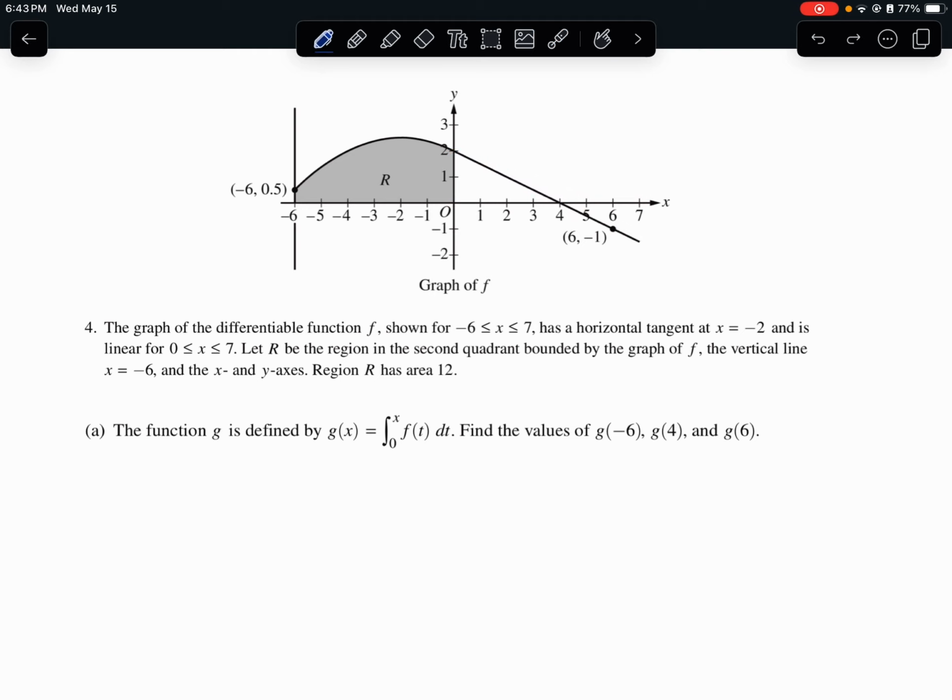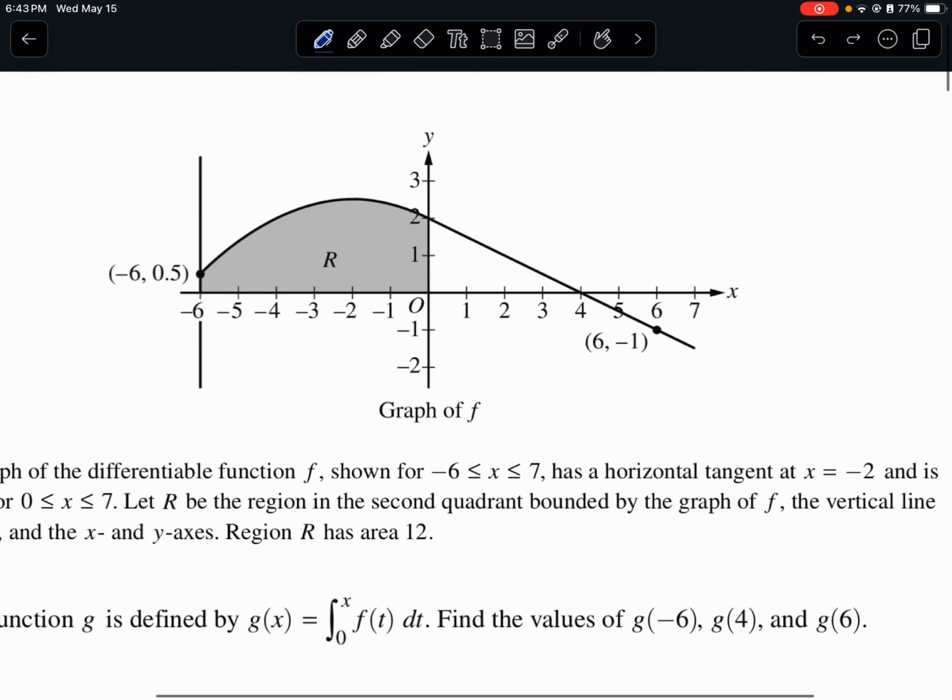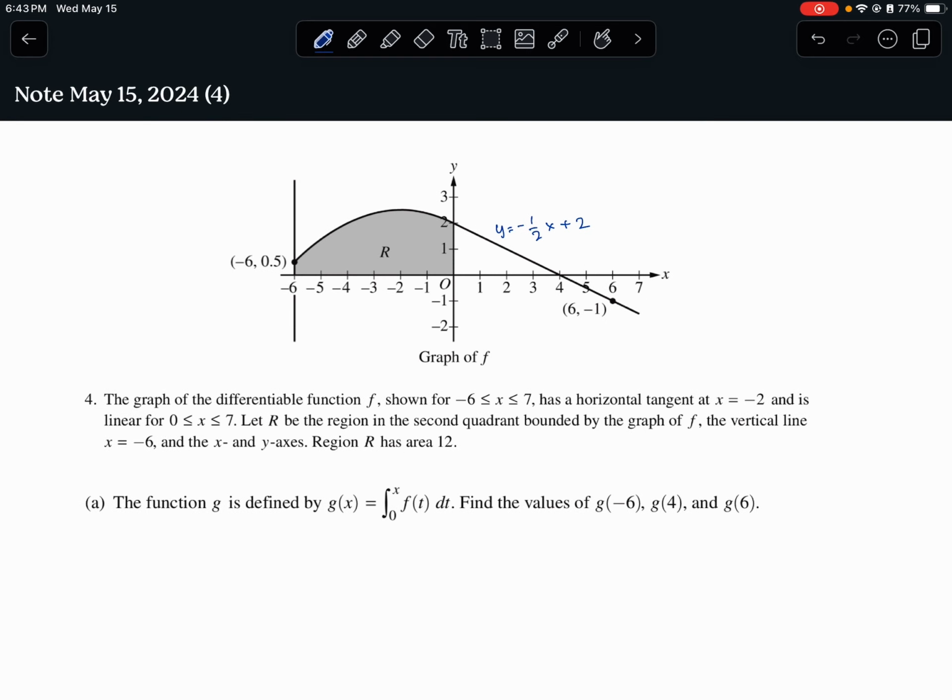Not sure if it matters, but I'm just going to do it all anyway. So this point right here, this right here is at 4, 0 right there. So 1, 2, 3, 4. This has a y equal to negative 1 half x plus 2. So that's what that part of the function is.